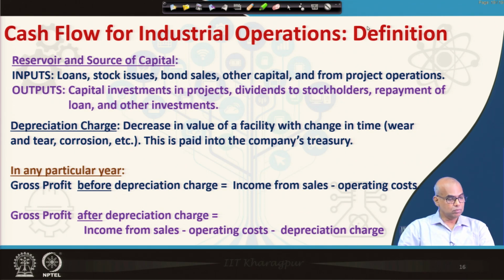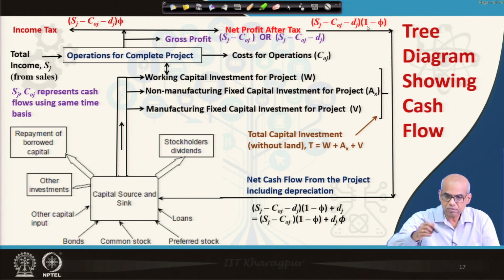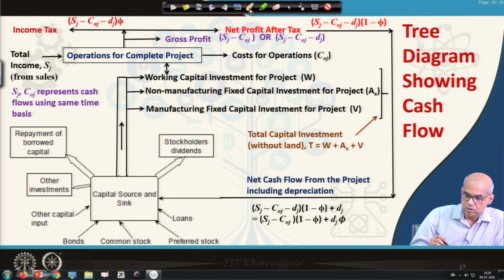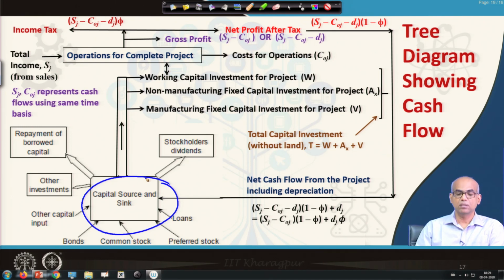So, now we will first talk about a tree diagram showing cash flow. This cash flow has an analogy with a tree. The trunk is the flow of capital to fixed capital investment and working capital, and at the root you have the capital source and the sink. This is the reservoir, the company treasury, the source of capital.